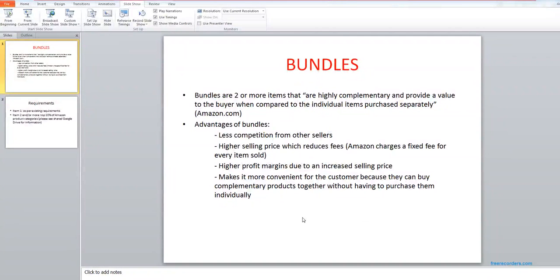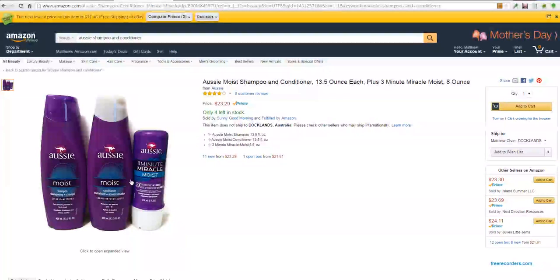And the last point, which is just as important as the other points, is that customers, when they look for an item, there's a lot of people that shop online that are very lazy. They don't want to search for the shampoo and then search for the conditioner and search for the hair moisturizer. So they're happy just to buy something like this. It's all there. It's easy. One click, add to cart, purchase the item, done.